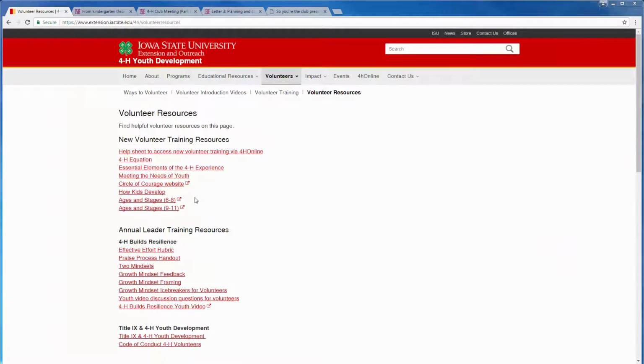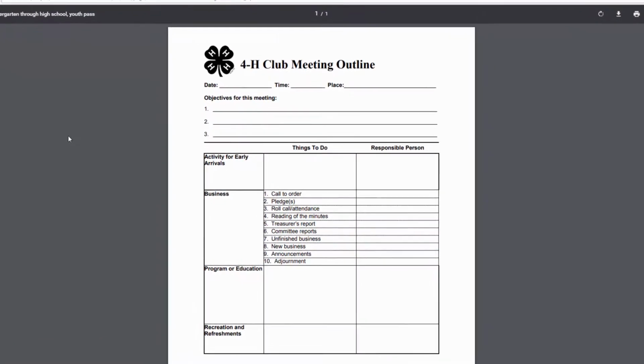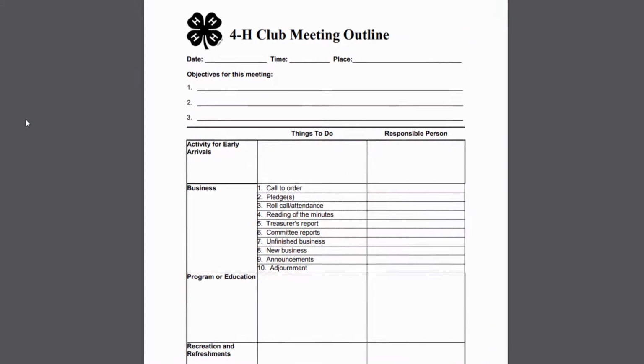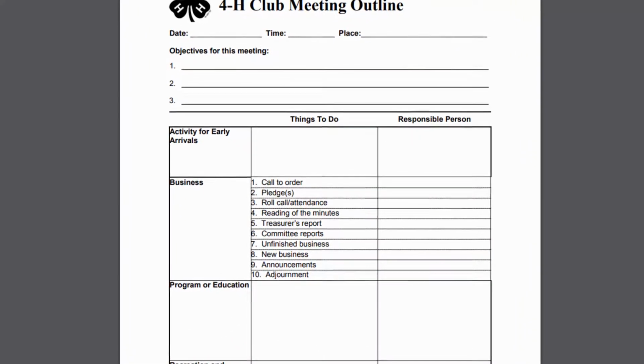I would like to start by reviewing some parliamentary procedure terms. The first is agenda. This is the order of business that will occur at the meeting. An example business meeting agenda can be found on the website under 4-H Club Meeting Outline. It's also on the screen.